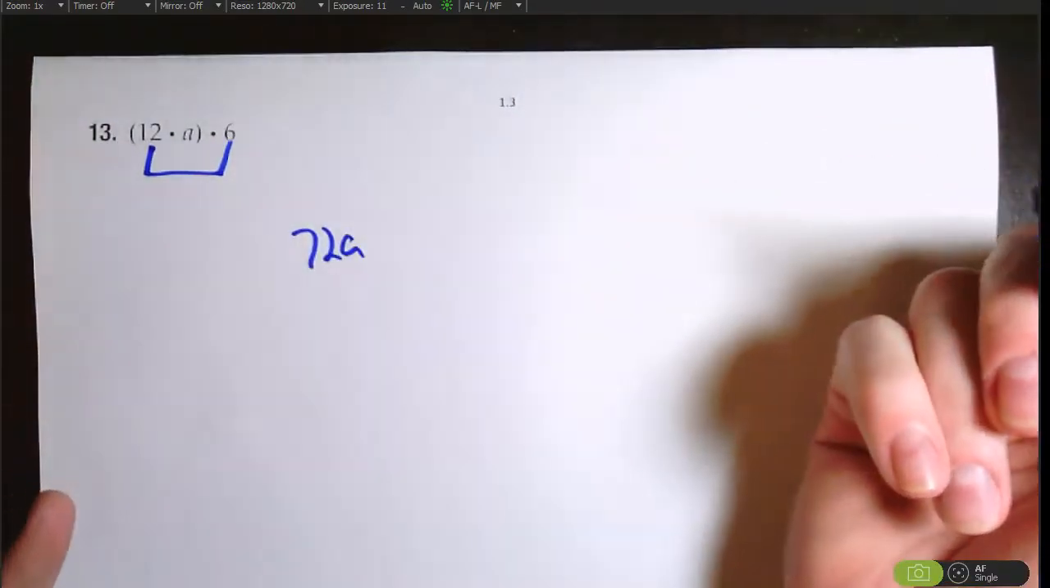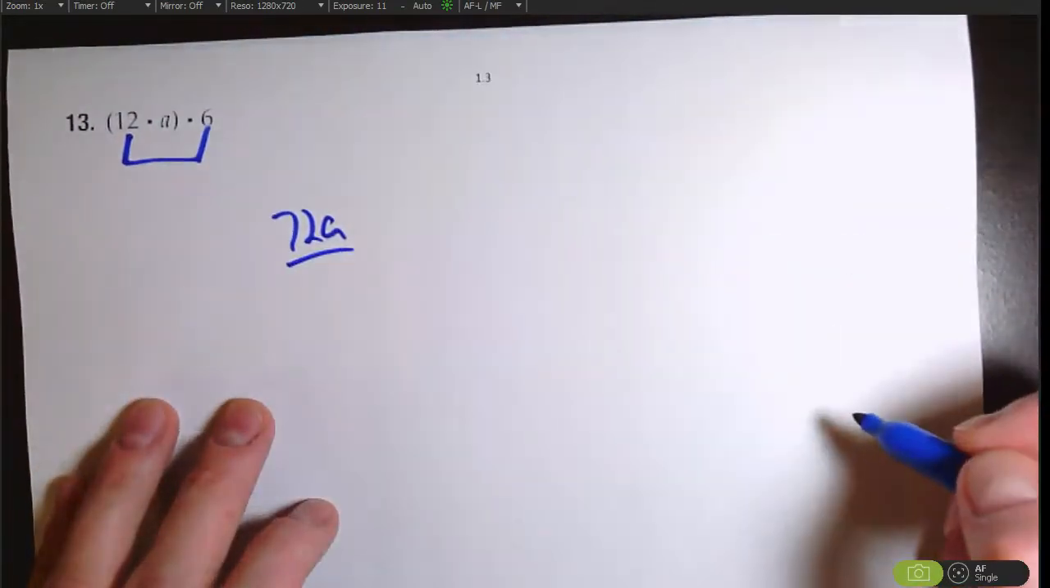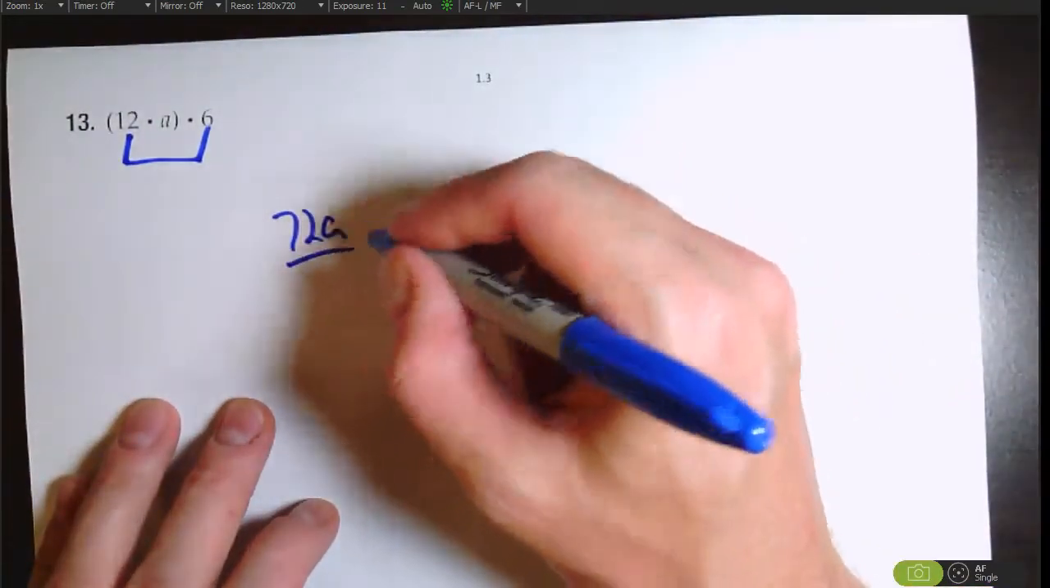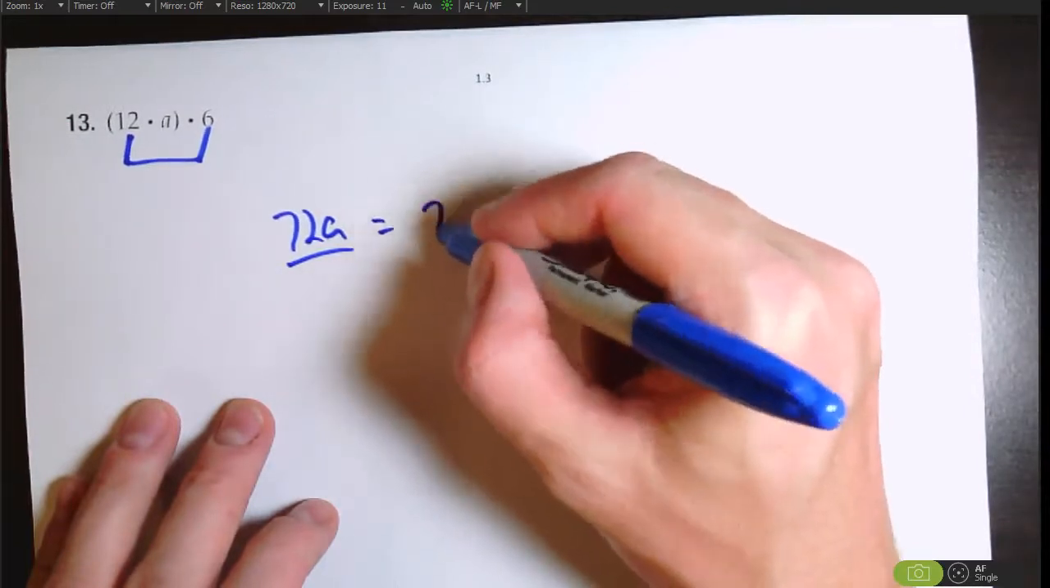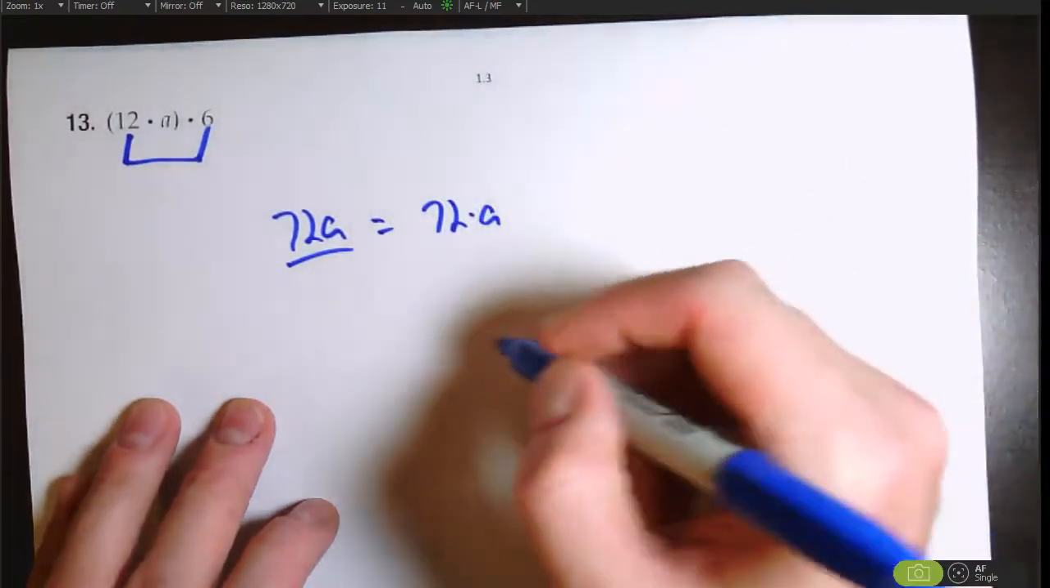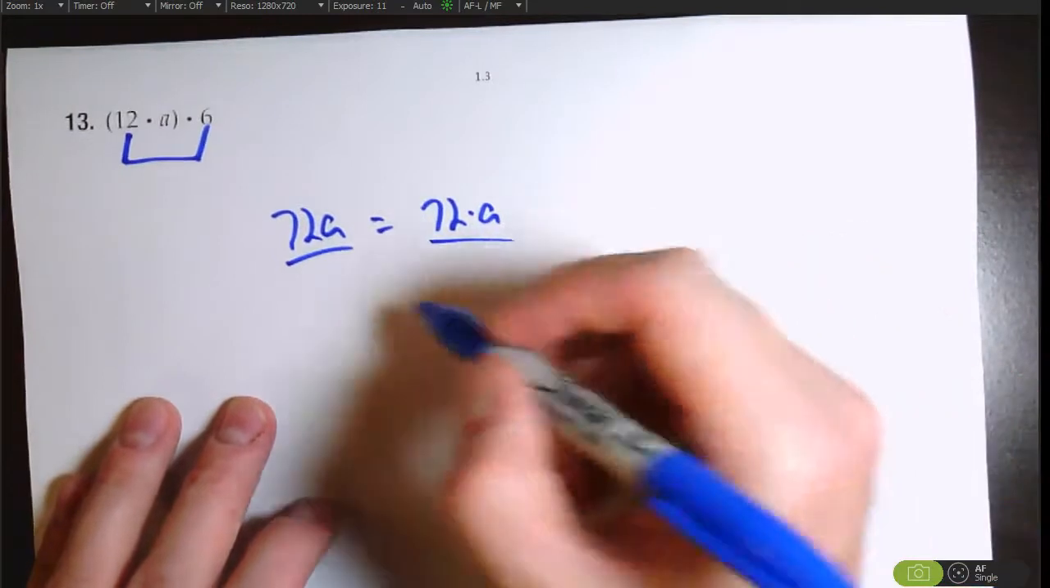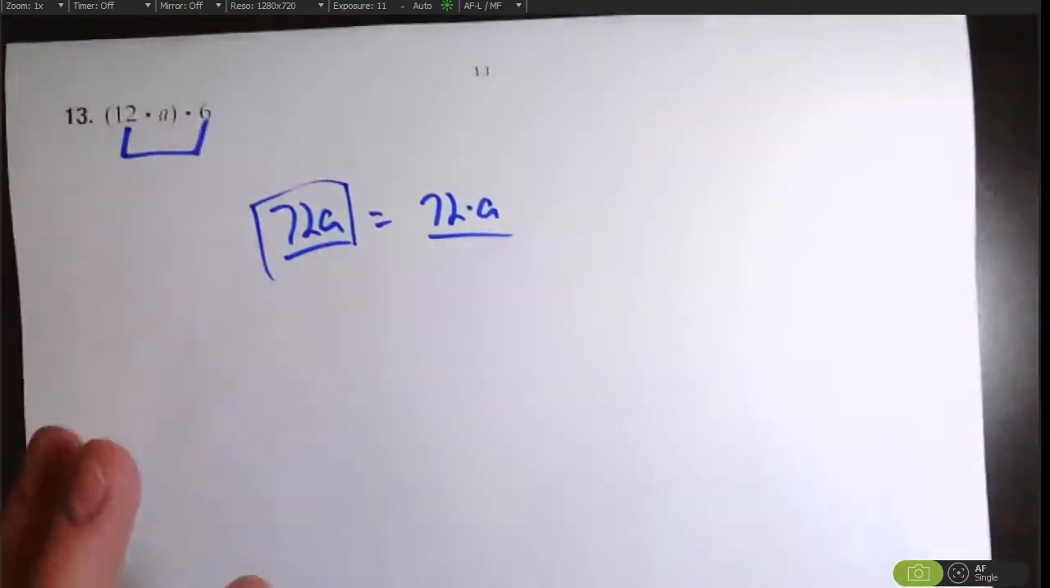Well, I don't know what a is, so this is the best we can leave it as. Because the key is this, 72a means 72 times a, so yeah, that's what that means. So we can just leave it as 72a, or if you put a dot there, some say multiplication means the same thing.